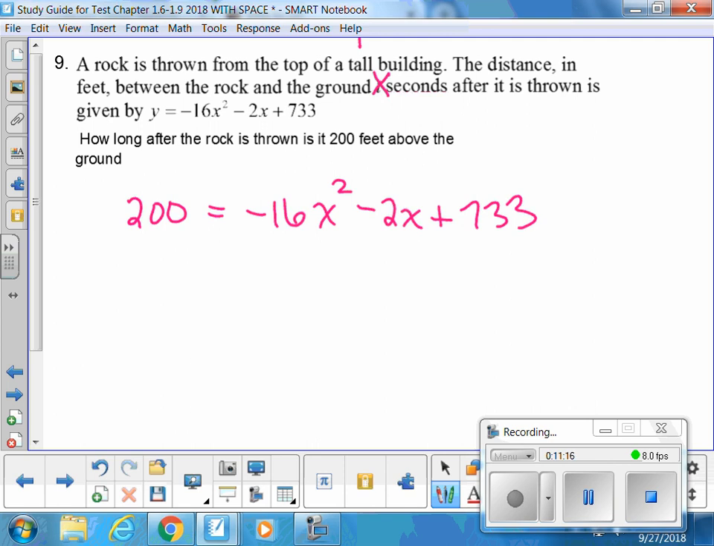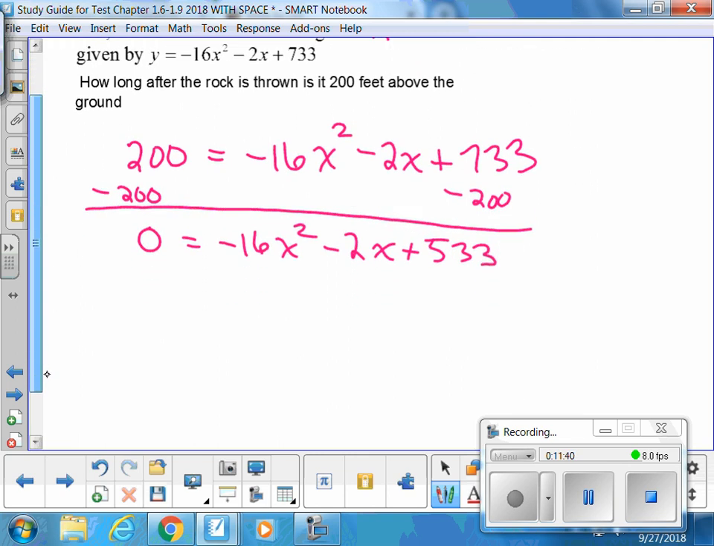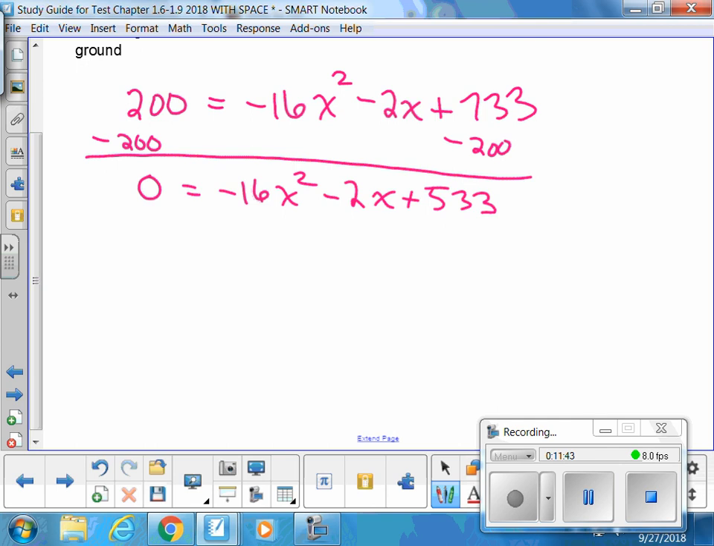All right, so to do our quadratic formula, the key is you have to be set equal to 0 first. So see that 200? It can't be here. So let's subtract the 200 over to join that 733, and then we'll be quadratic formula ready. It'll be 533 once it's in there. All right, so A is negative 16, B is negative 2, and C is 533.